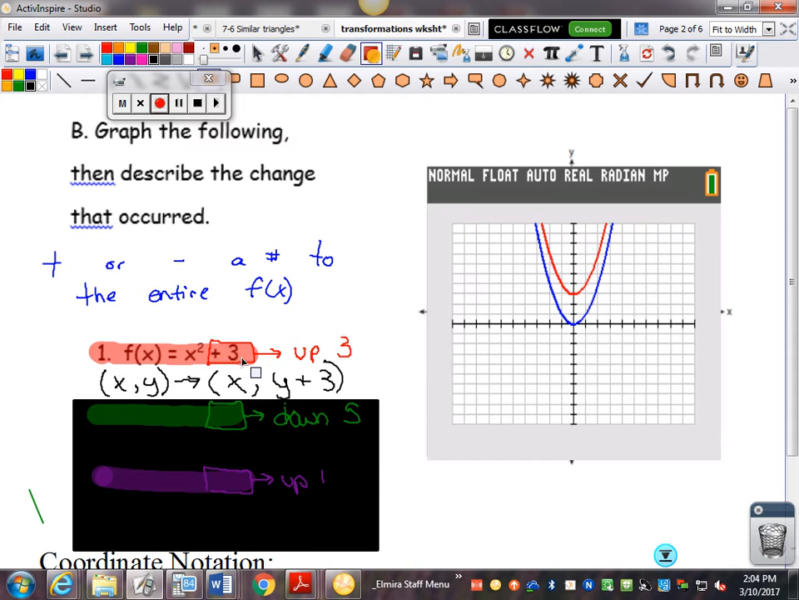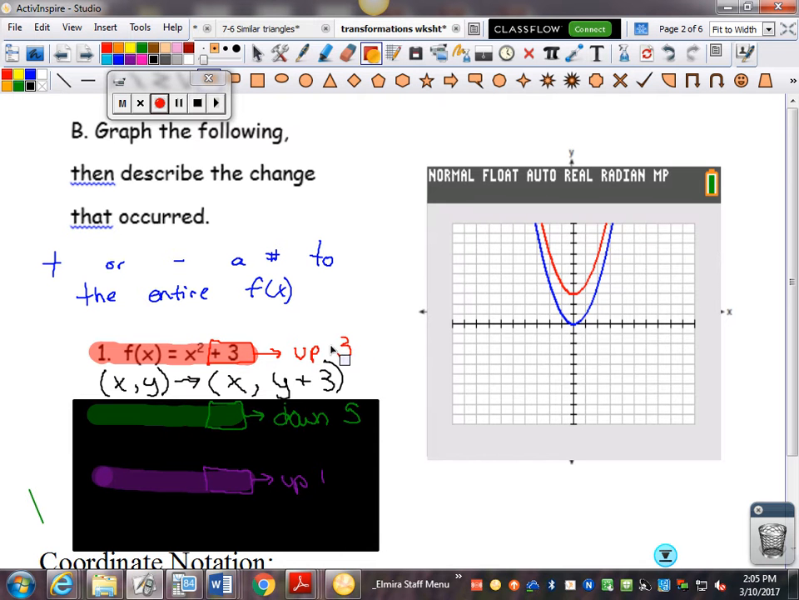Well, we're going to look at f of x equals x squared plus 3. What the plus 3 at the end of the function did, if you notice that the blue function is going to be our parent function, the original x squared, and then the plus 3, you can see this is red. The red function on here, it's the same function, it's just moved up by 3 units. So adding or subtracting a number to the entire function moves it up or down.